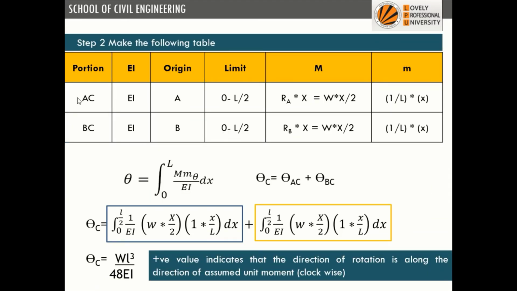Now we'll put everything in the table. Portions are AC and BC. What is the value of EI in the portion? What is the origin for the portion AC? For a simply supported beam, we take the origin at the support only. For portion AC, we take support A. For portion BC, we take support B. And what is the length of the portion? It is L by 2. 0 to L by 2 we have to integrate. The value of RA is W by 2. We simply multiply with x, and we get the bending moment equation. For portion BC, again it is symmetrically loaded, so we get a similar value. So it will be W by 2 into x.